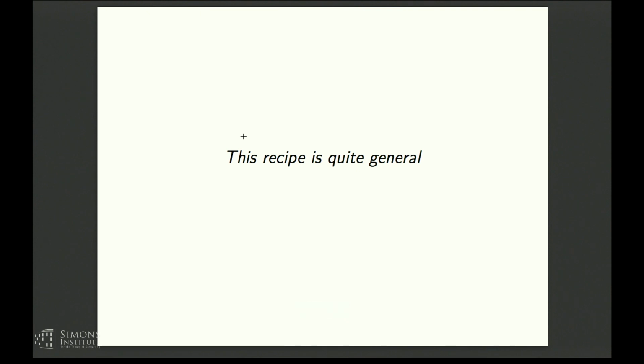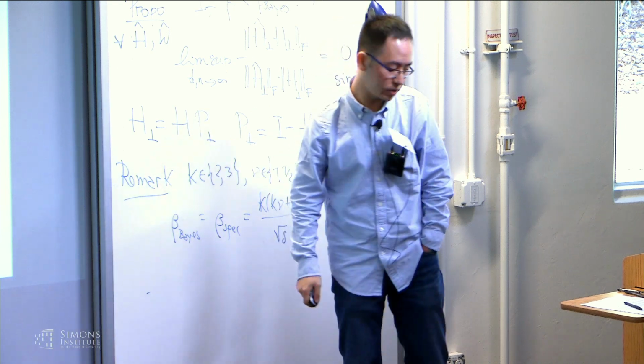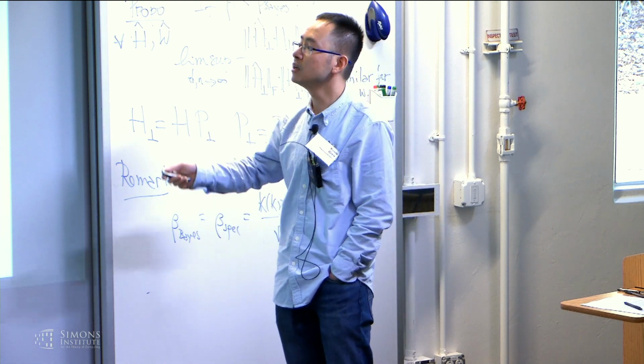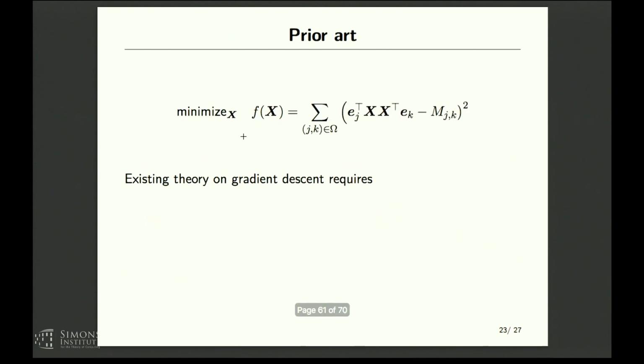It turns out that this recipe can be very general. So let me briefly mention something about matrix completion. I think probably everybody knows what matrix completion is. Essentially, you have a low-rank matrix, you observe partial entries of this matrix, and you want to fill in all the unseen entries. Usually, we can look at the empirical risk function like this and try to solve this non-convex optimization problem.